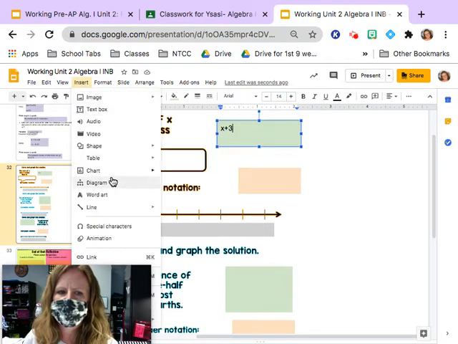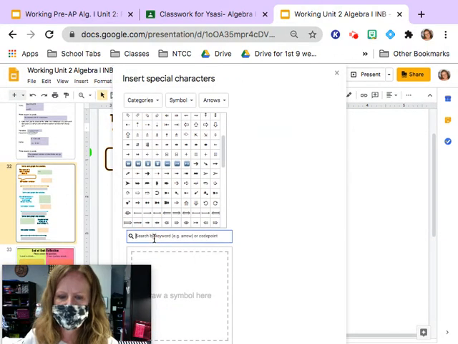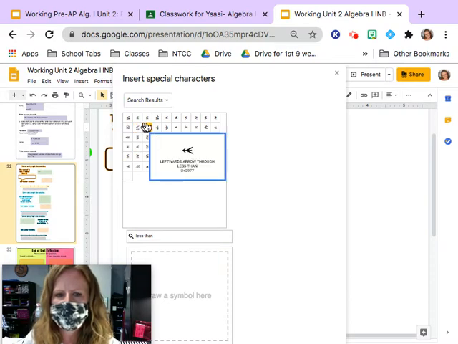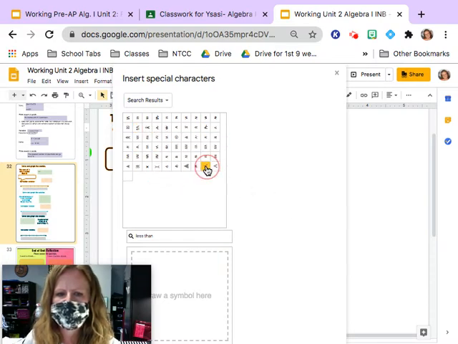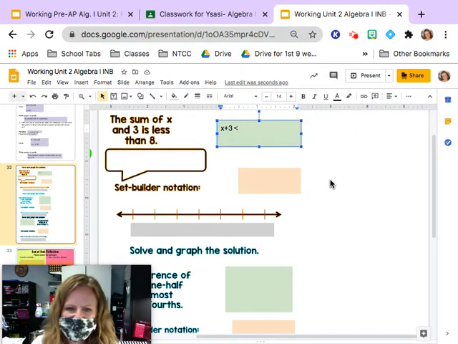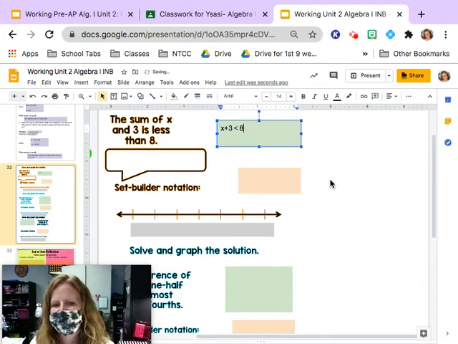Insert, special characters, less than. So it just says less than. We really didn't even need to do that, did we? We have one on our keyboard. What was I thinking? Less than 8.